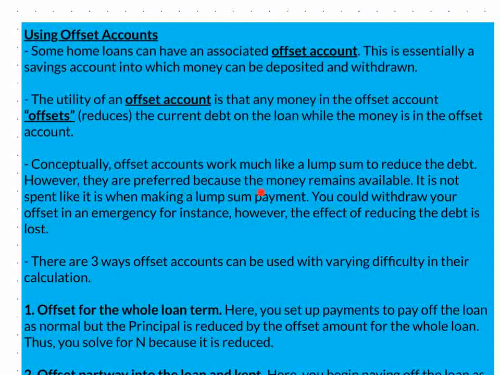However, you prefer offset accounts because the money stays available. It's not used. It's not spent like it is when making a lump sum payment. So you can withdraw your offset in an emergency, for instance. But just remember that if you withdraw that money from the offset, the debt reducing effect is lost.